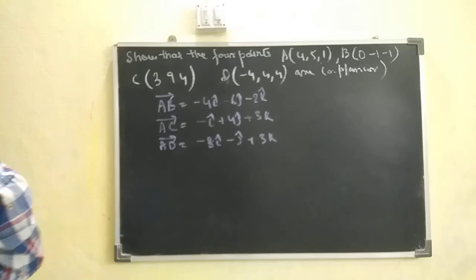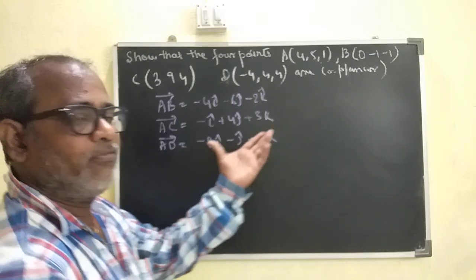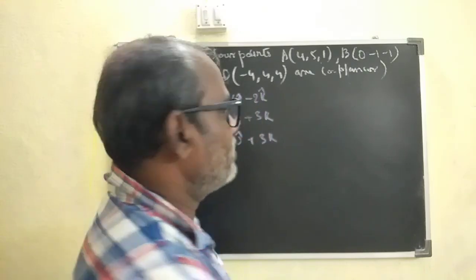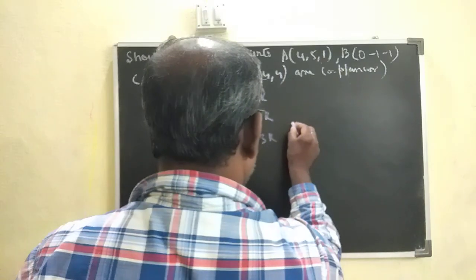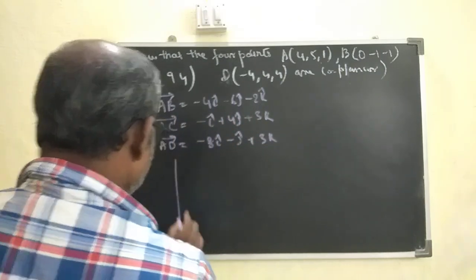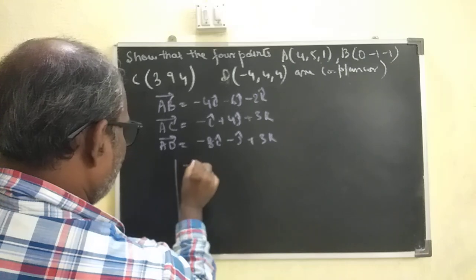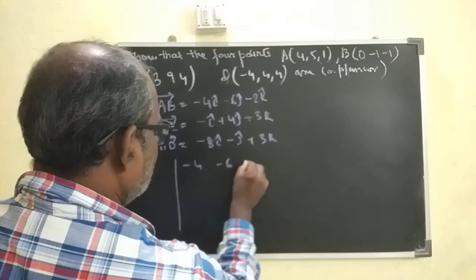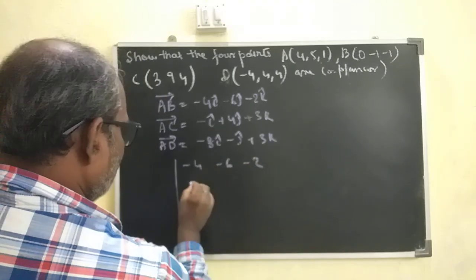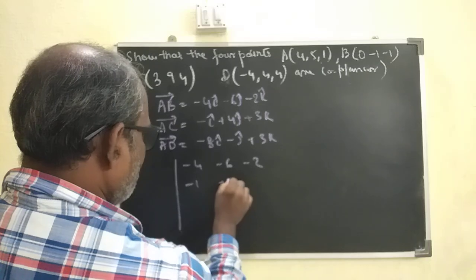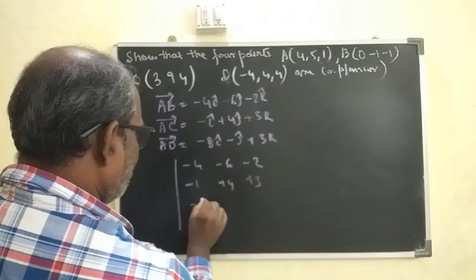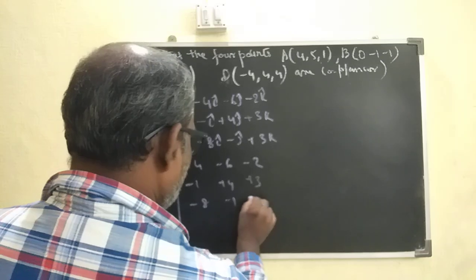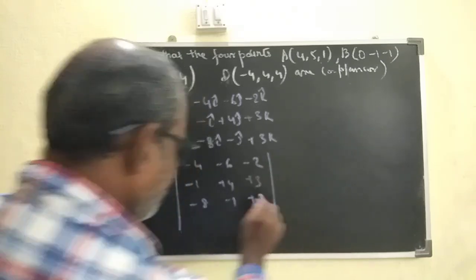Now if we have to find out the determinant, if the determinant of this is equal to 0, that means the points are coplanar. So let us find out the determinant here. We write here minus 4 minus 6 minus 2, then we write here minus 1 plus 4 plus 3, then we are writing here minus 8 minus 1 plus 3.